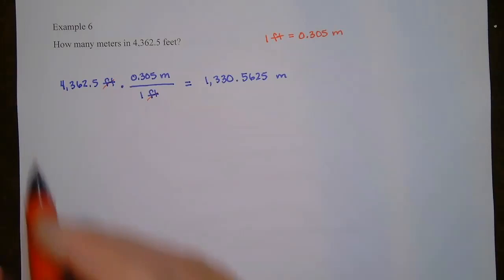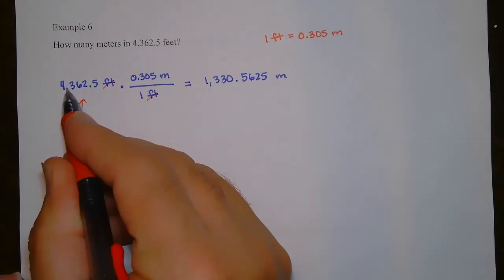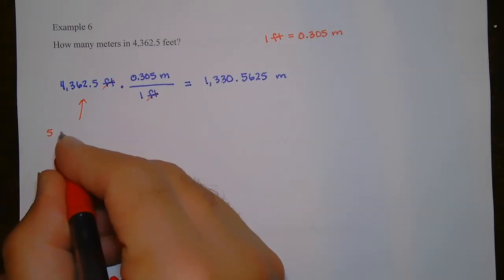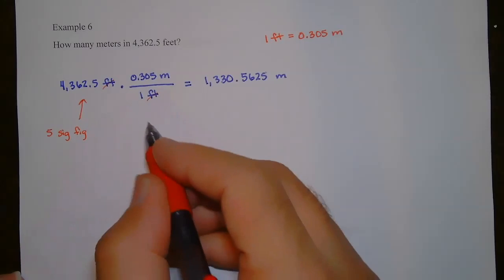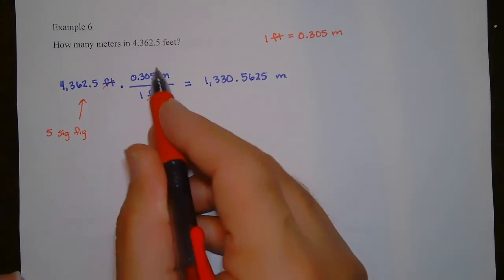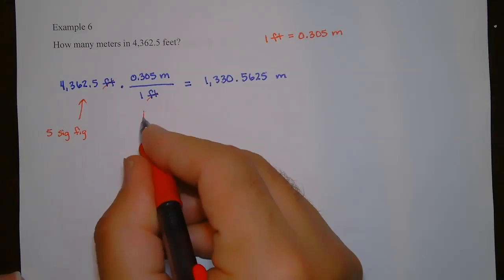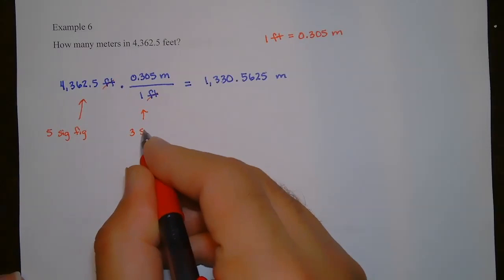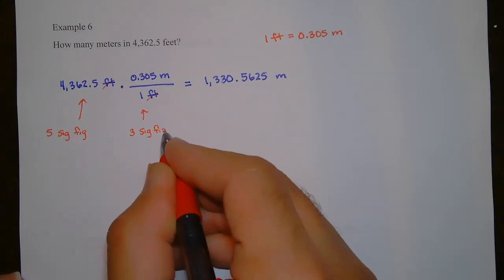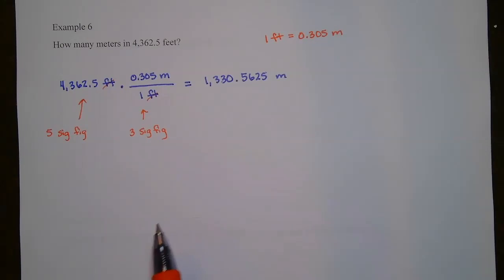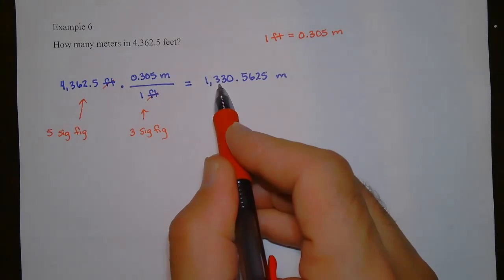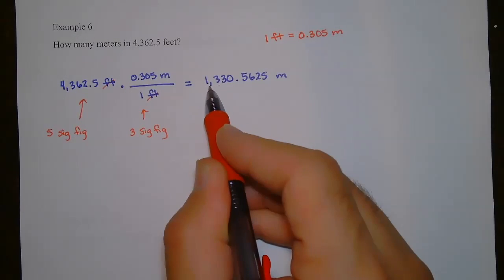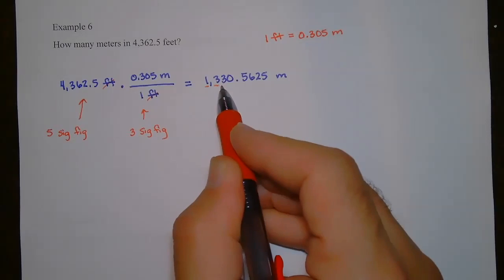All right, now this number right here, we said had 1, 2, 3, 4, 5 significant figures. This number right here has 3, and this is an exact, so it has infinite. Okay, so the least is the 3. So this one has 3 significant figures, which means our answer has to have only 3 significant figures. Okay, so here's my first one. Here's my second one. Here's my third one.